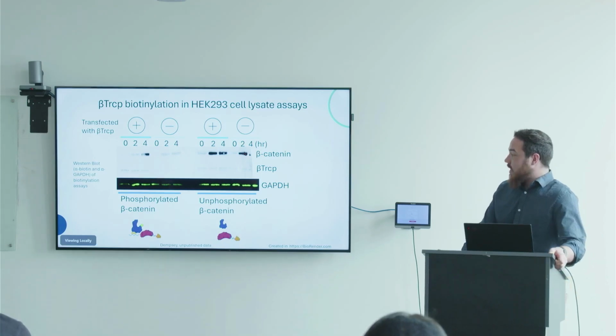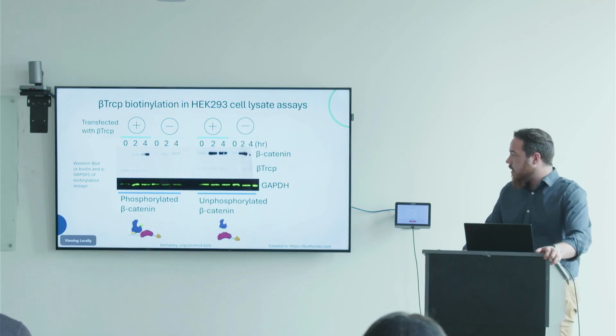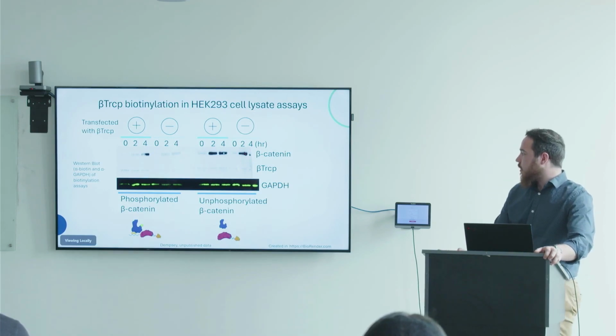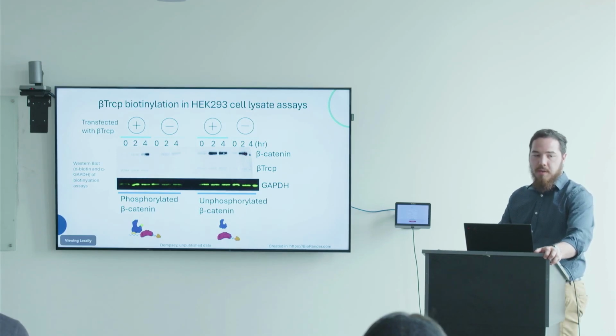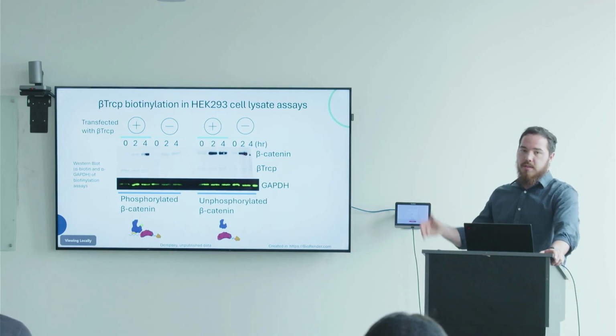We don't see a time-dependent increase in β-TrCP, which is interesting. Our time points of 0 hours, 2 hours, and 4 hours are pretty long for β-TrCP at the concentrations that we have it at. So maybe having shorter time periods would show a time-dependent increase, but it's also entirely possible that even just the background levels are essentially saturating it. And so we don't see an increase beyond time 0.